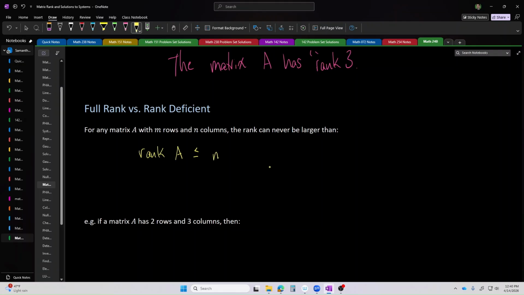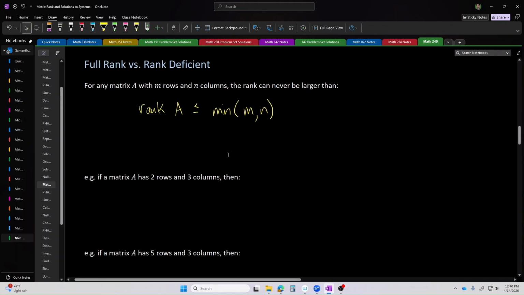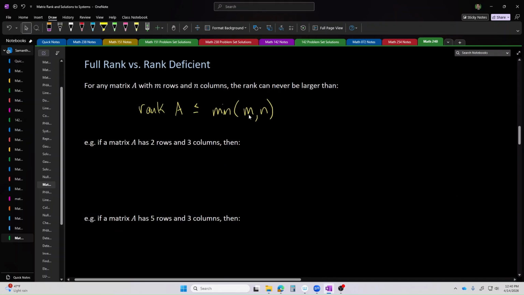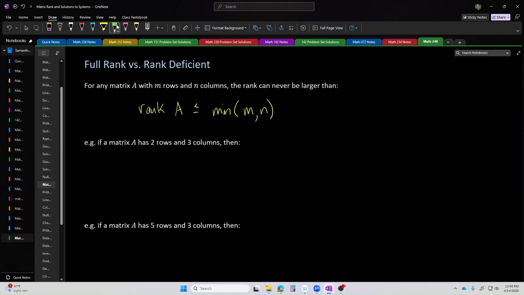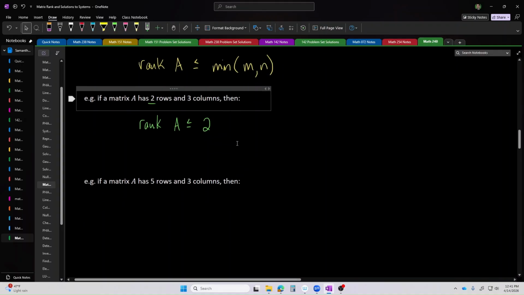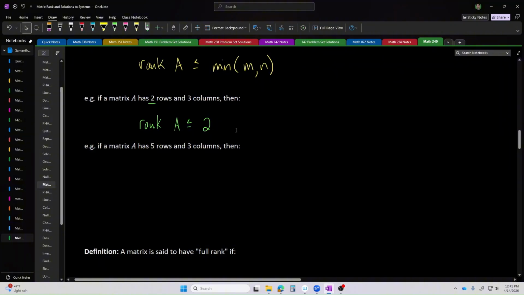The rank of the matrix A must always be less than or equal to whichever is smaller, the number of rows or the number of columns, less than or equal to the minimum of those two values. So for example, if you have a matrix A that has 2 rows and 3 columns, then the rank of the matrix A must be less than or equal to 2, 2 being the smaller of the values 2 and 3. The rank of the matrix A must be less than or equal to 2 in this case.